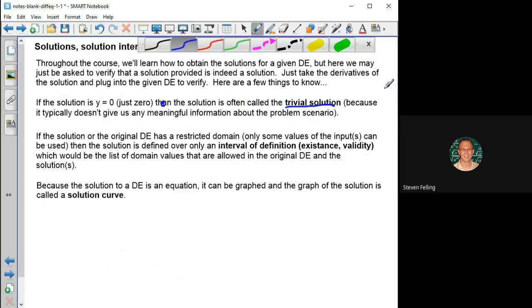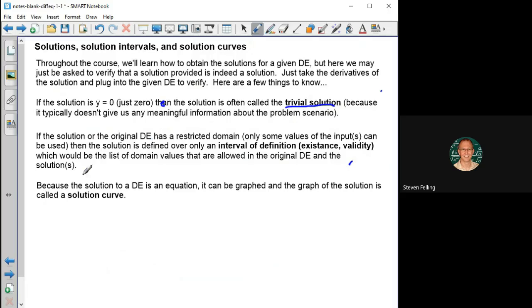Okay. Another issue is if the solution or the original differential equation has some kind of restricted domain, like a fraction where there are some values in the domain that would cause us to divide by 0, for example. Then the solution itself is only defined over what we call an interval of definition, where it exists. It has existence and validity. So that's going to be a list of the domain values that are allowed in both the original differential equation as well as in the solution. So basically, if anything, either in the solution or in the original differential equation would cause something to be undefined, then the solution is not defined for that portion of the domain.